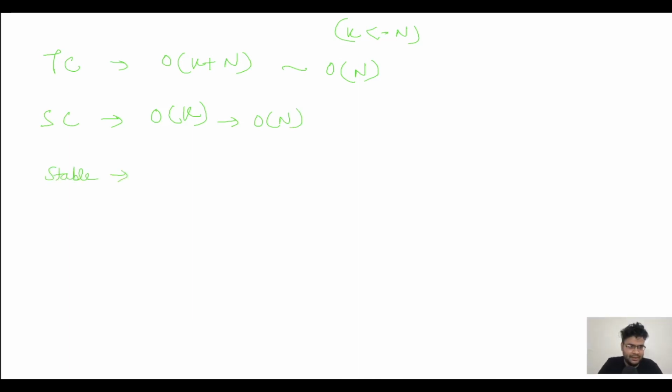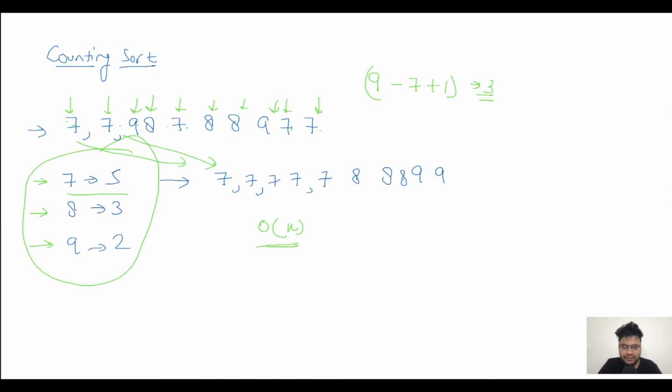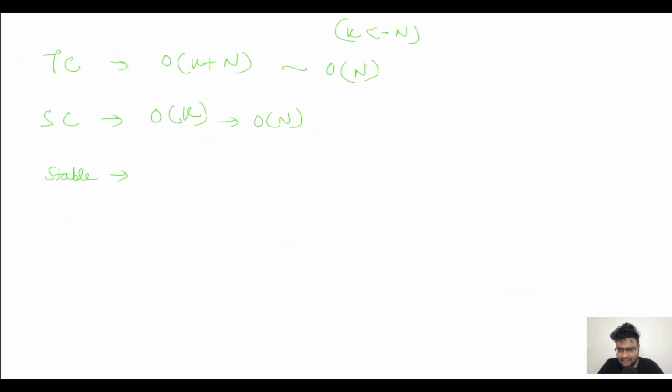Is it stable or not? Yes, it will be stable in nature. Why? We can easily make it stable by making sure that we are pulling back the value which was inserted first. So this algorithm is stable in nature. Is it in place? No, this is not in place. So that's about this algorithm, counting sort.